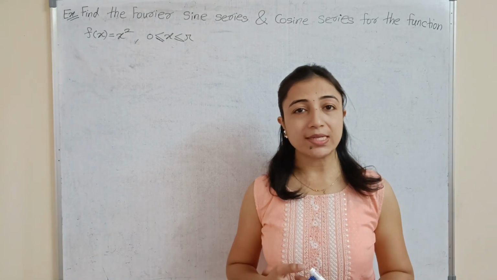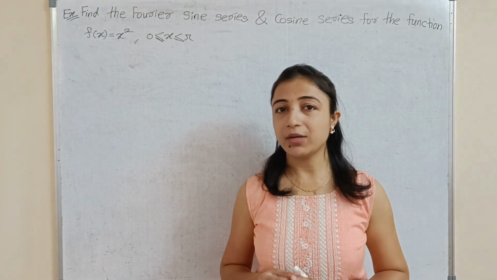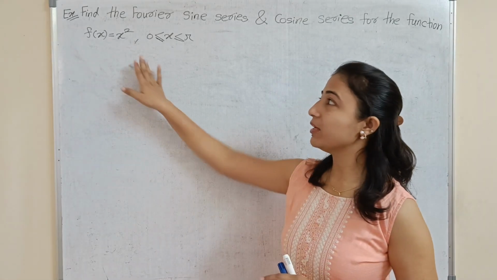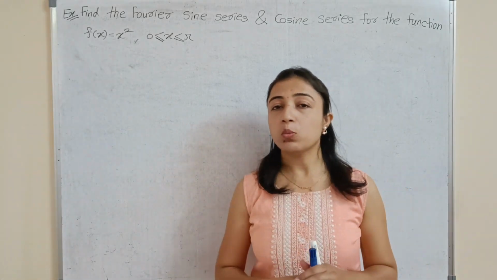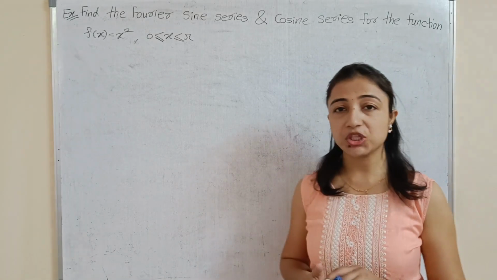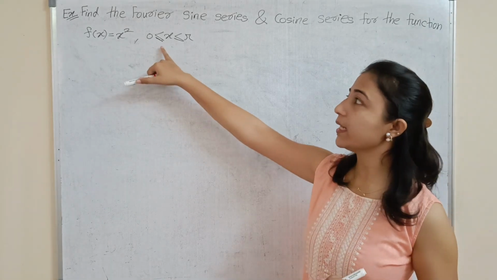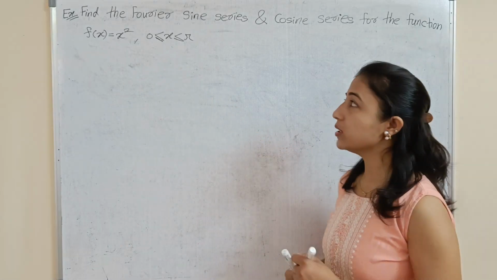So firstly, I will discuss the concept, what is a half-range Fourier series and how to remember those formulas, and after that we will solve this question. So what is a half-range Fourier series? First of all, if we are given the function f of x and the question is to find the Fourier series, as here the interval is 0 to 2 pi, 0 to pi.